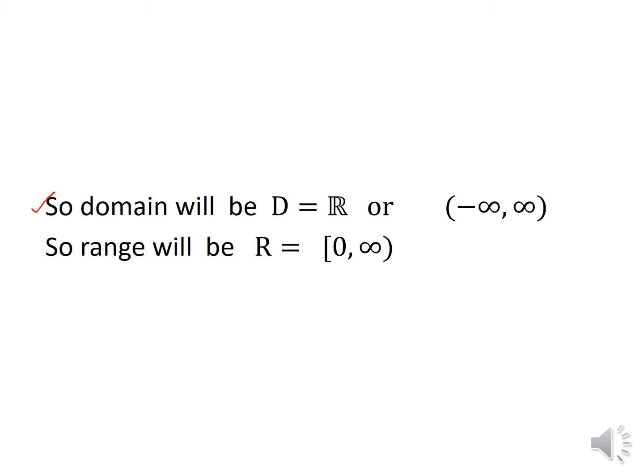So here is our case. The domain is the set of all real numbers, which can also be written as negative infinity to infinity, and the range will be 0 to infinity, including 0. And we can also determine the domain and range of a function using its graph. So in our case, the function is y is equal to x square.